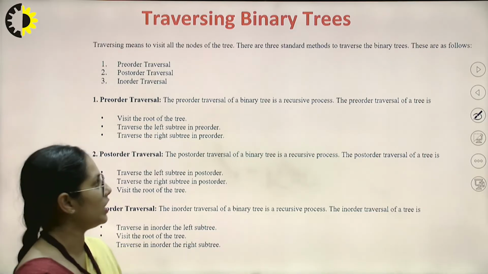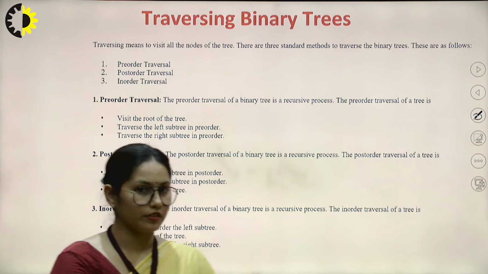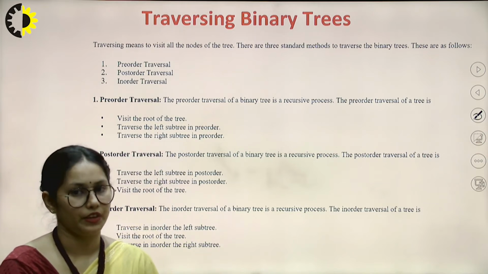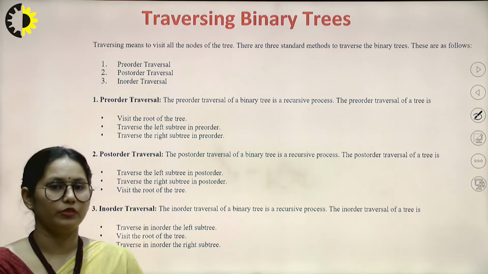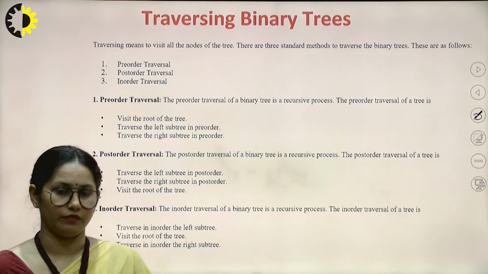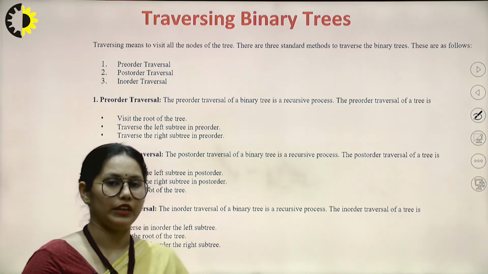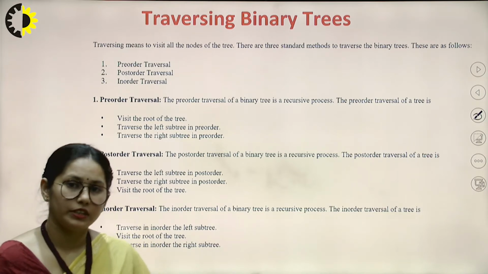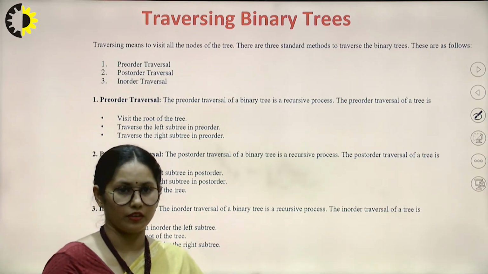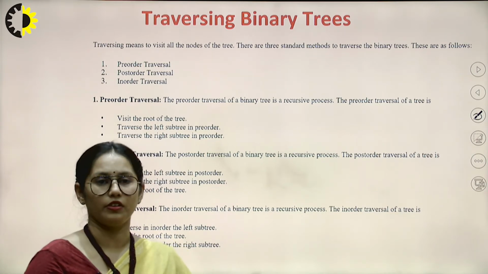Okay. So now come to the traversing of a tree. What are the various ways that you can traverse a tree? Traversing means that you have to visit each and every node of the tree. You have to start from the root node and then go to each and every node which is connected in the tree. There are three standard methods that are followed. The first one is pre-order, second one is post-order, and third one is in-order traversal.